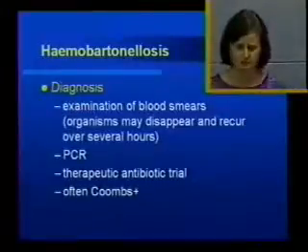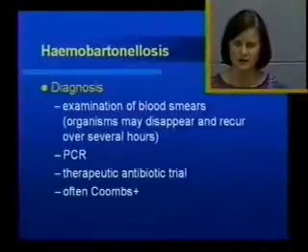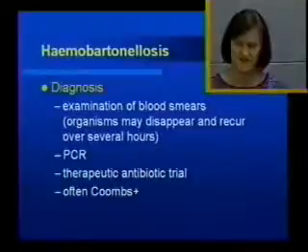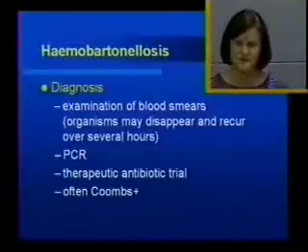And it's always advisable, if cats do have an acute anemia, to try an antibiotic trial with doxycycline, because sometimes it's just not possible to prove they're infected when they really are. These cats are often Coombs positive.